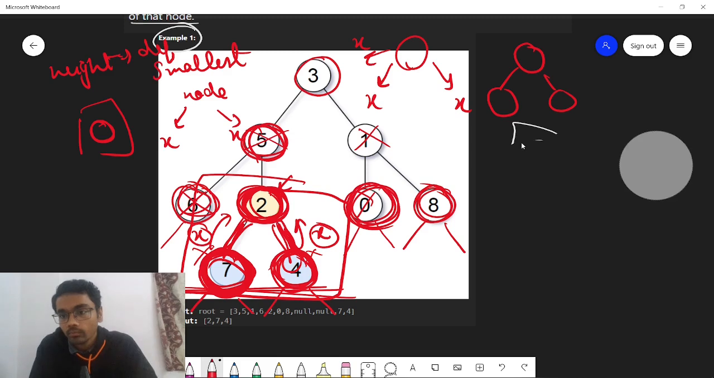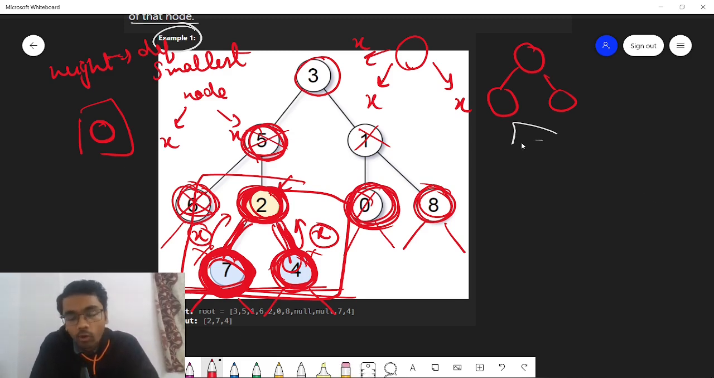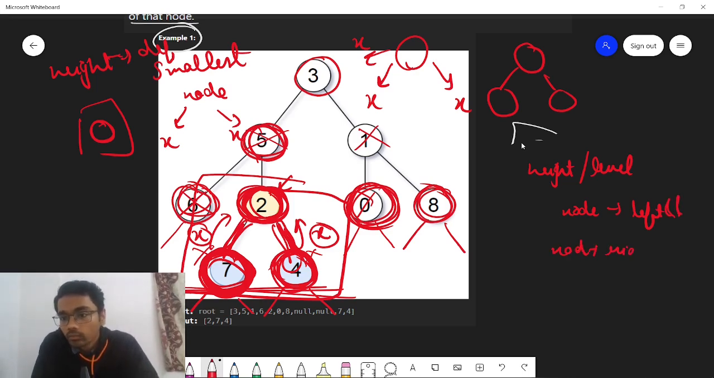So the problem becomes very simple. Just find the height or level at each and every node, and check whether at a particular node its left and its right have the deepest level possible.